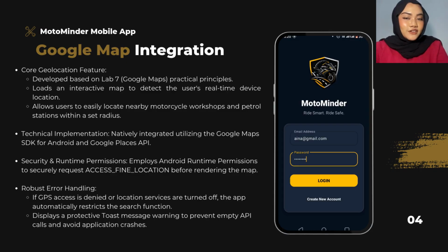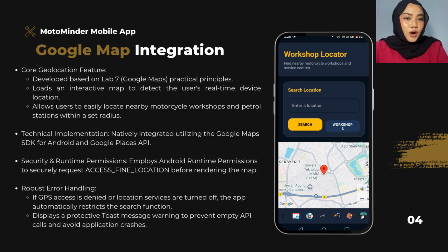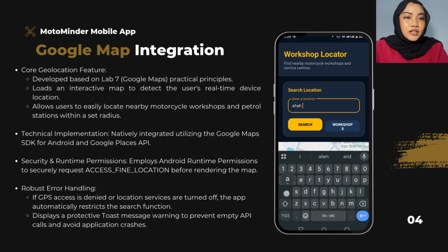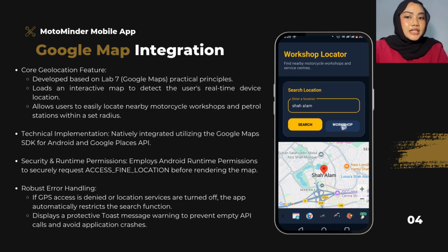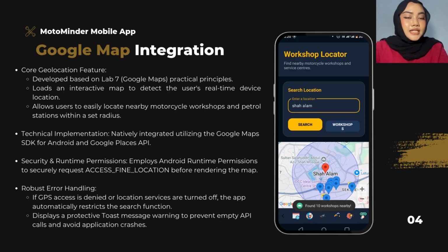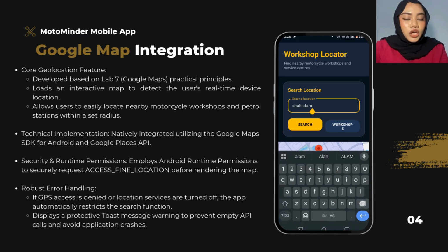Moving on to my specific contribution, I developed the Google Map integration module, applying the practical principle that we mastered in Lab 7. This core geolocation feature loads an interactive map that tracks the user's real-time device location, allowing them to easily spot nearby motorcycle workshops and petrol stations within a set radius. Technically, this was natively achieved using the Google Maps SDK for Android and the Google Places API.